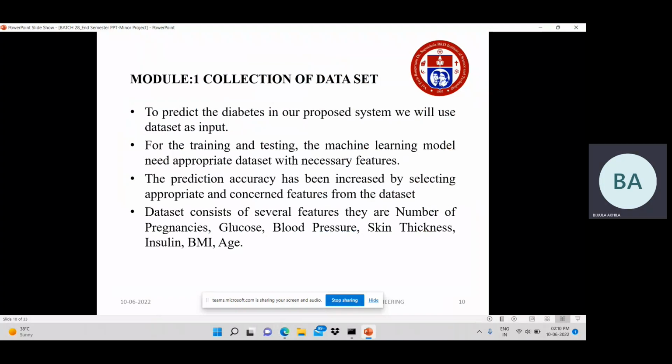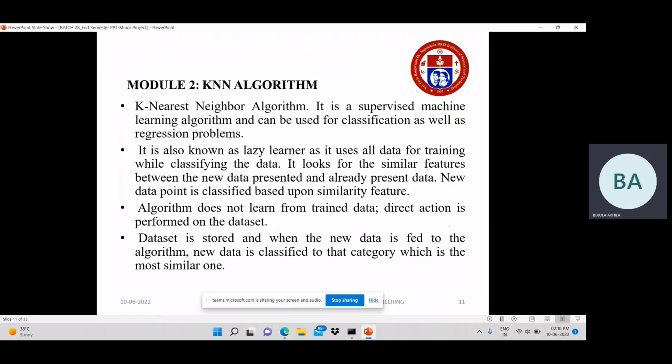The KNN algorithm, which means K nearest neighbor algorithm, is a supervised machine learning algorithm that can be used for classification as well as for regression problems. It is also known as a lazy learner and it uses all the training data while classifying. It looks for similar features between the new data and the data present from the past. A new data point is classified based upon the similarities of the features present in the data.